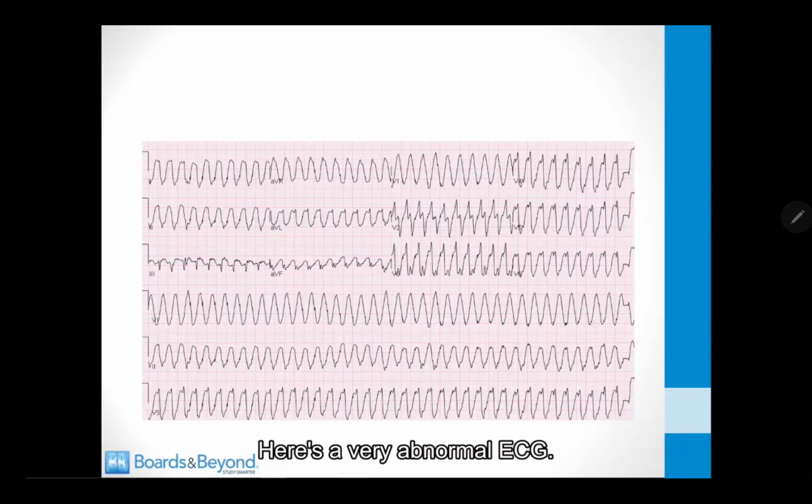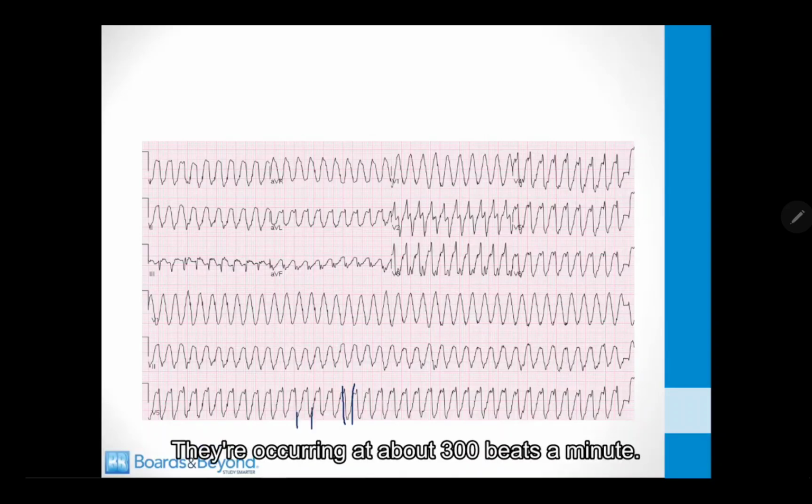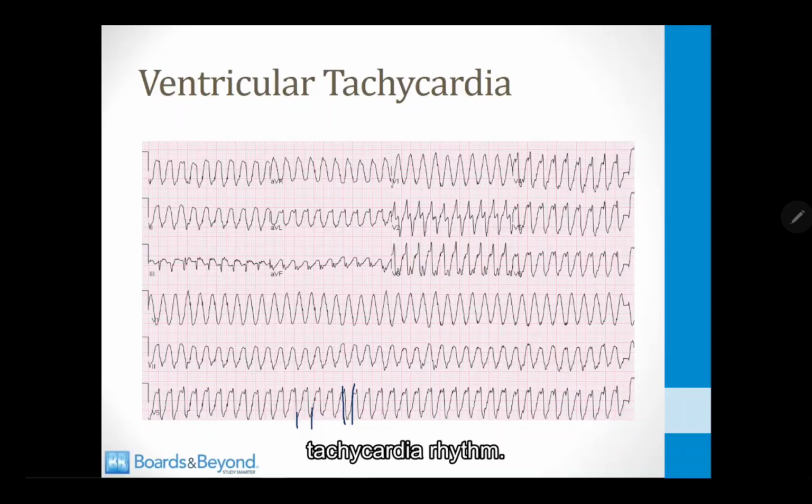Here's a very abnormal ECG. This is one that you just basically have to recognize when you see it. These QRS complexes are very wide and they are very fast. They are so close together, they are occurring at about 300 beats a minute. And this is what you see in ventricular tachycardia. Ventricular tachycardia is a wide complex tachycardic rhythm.